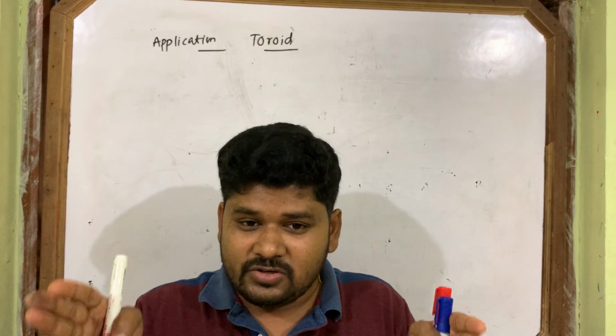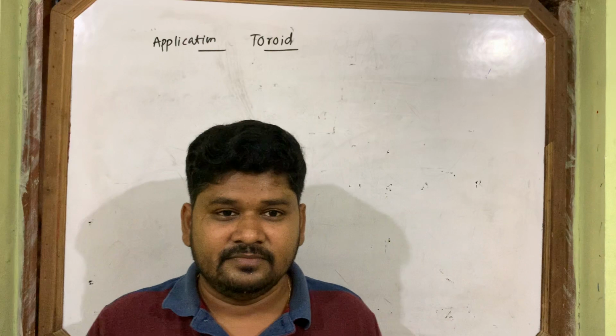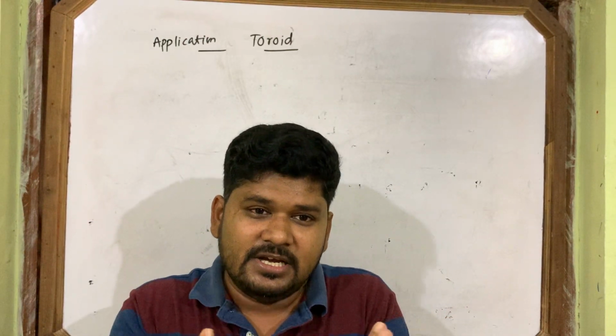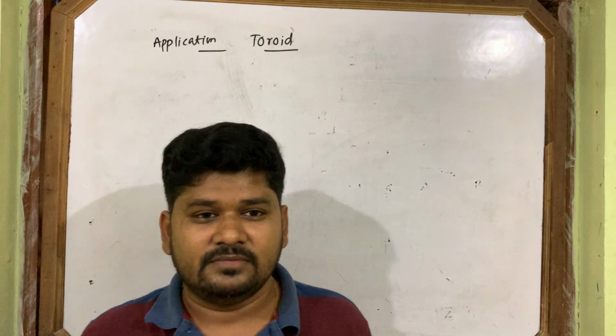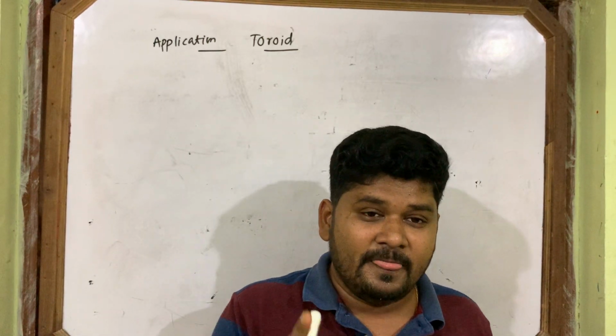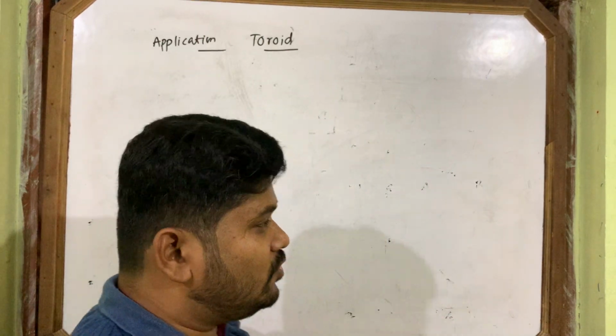In a solenoid at the two ends there are two poles. One side is the north pole, one side is the south pole. But when you join the two ends of the solenoid, now the two poles coincide. So it is a magnet having no pole. Remember, when the question comes, can you tell an example of a magnet having no pole? Yes, that is the toroid.